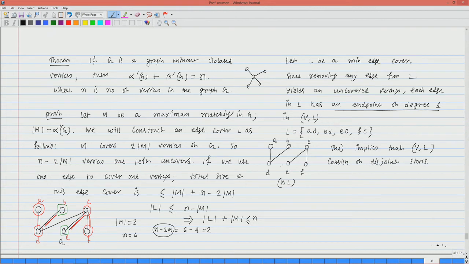So, this is a star. This is also a star. This is also a star. This is also a star. So, this implies that VL consists of disjoint stars, and the number of components of VL is V minus L. So, this is also not difficult to observe. So, this is equal to n minus L.